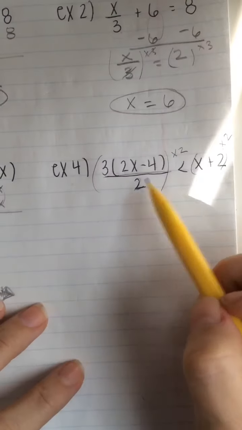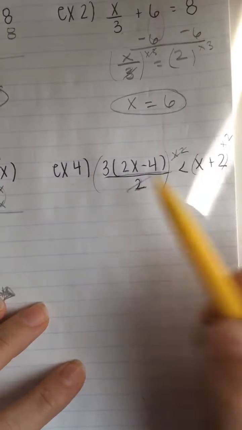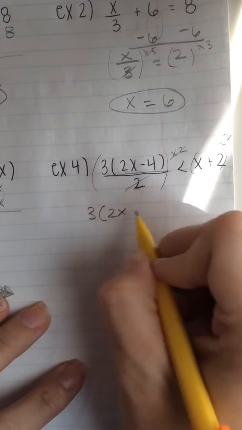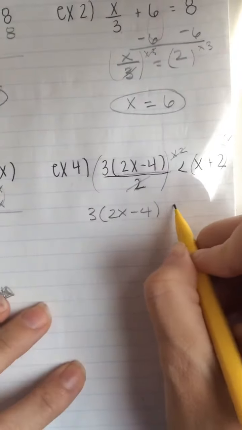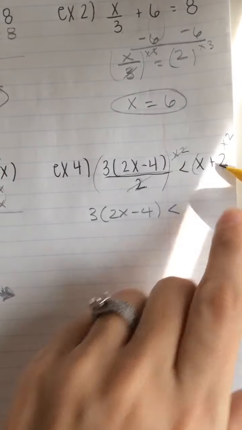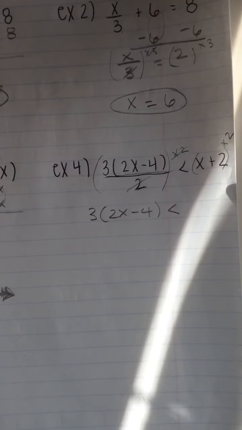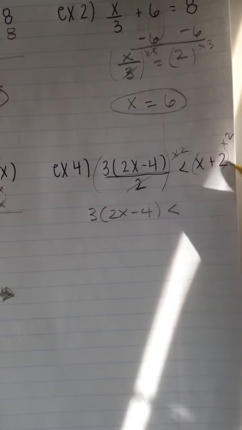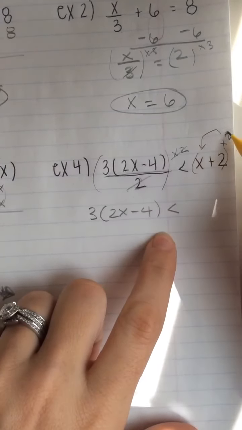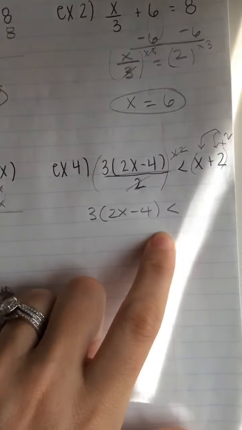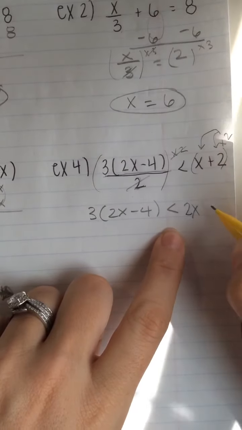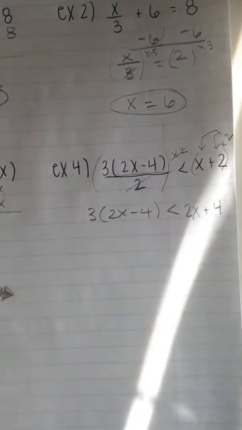So we have 2 divided by 2, so those cancel out. So we're left with 3 times 2x minus 4 is less than. Notice I multiplied this whole side, the whole x plus 2 times 2, right? I had to multiply this whole right side by 2, which means this 2 needs to be distributed to both things inside of the parentheses. So 2 times x would be a 2x, and 2 times 2 is 4.